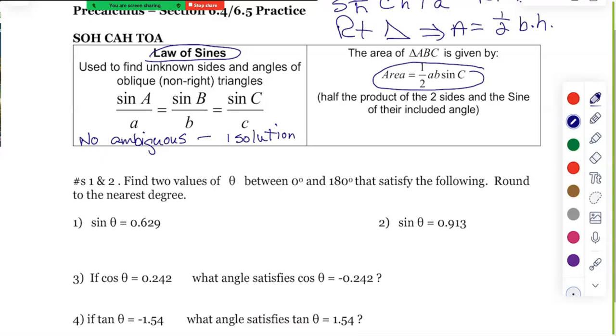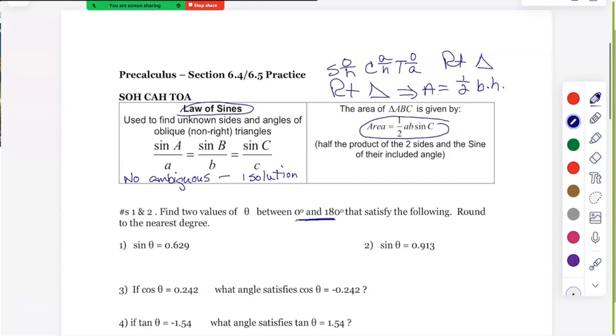So it says find two values of theta between 0 and 180 that satisfy the following. Okay, so I have another little aside for you. Remember in class we talked about all students take calculus. So that means that all sine, cosine, and tan values are positive in this first quadrant. But only sine is positive in the second quadrant. Since we're dealing with triangles in this section, we're only working on the first and the second quadrants.